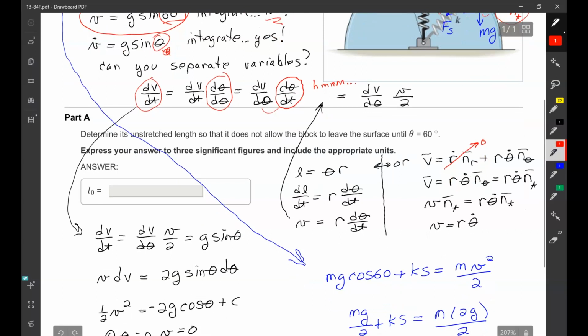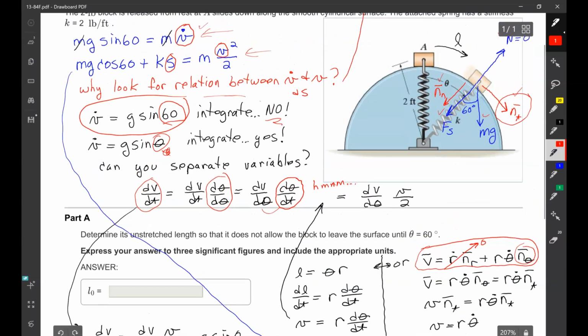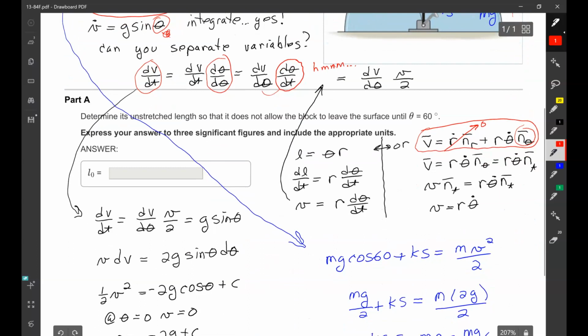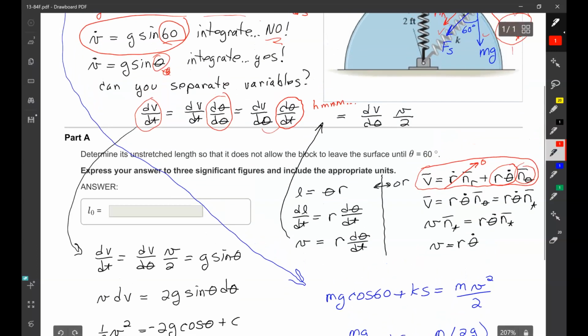If you think about r theta equations, velocity in r theta is this equation right here. It's r dot n_r plus r theta dot n_theta. That's the equation for the velocity using r and theta. This direction right here is the same direction as the n_t. So what is the velocity? The velocity is equal to r theta dot.